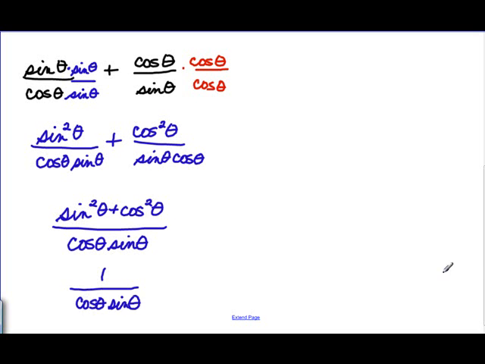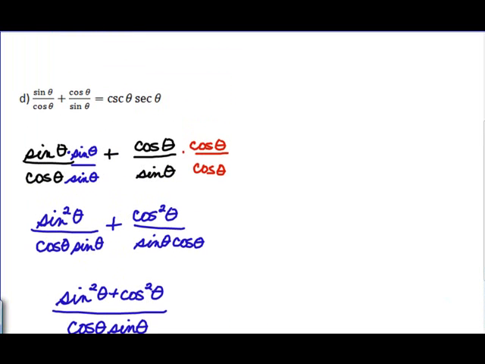And let's take a look at what we're trying to get to. Trying to get to cosecant times secant. Well, what is cosecant? It's 1 over sine. Secant is 1 over cosine. So we really want to eventually get 1 over sine times 1 over cosine.